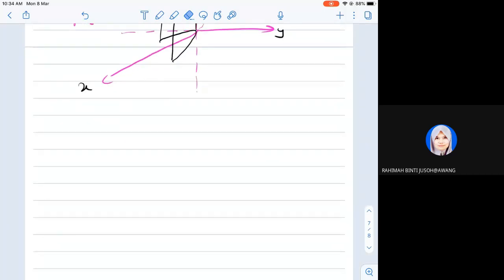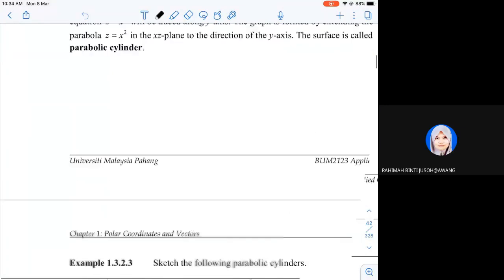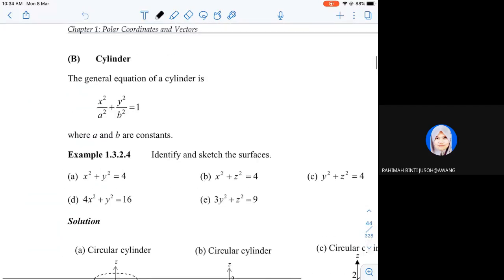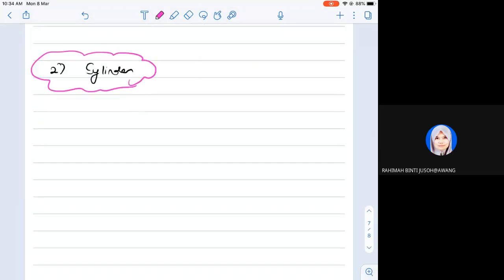Number 2. Okay, number 2 we have parabolic cylinder. Okay, cylinder. Number 2 is cylinder. Alright. So I give you sketch example lah, macam tadi. Example: sketch the following surfaces.